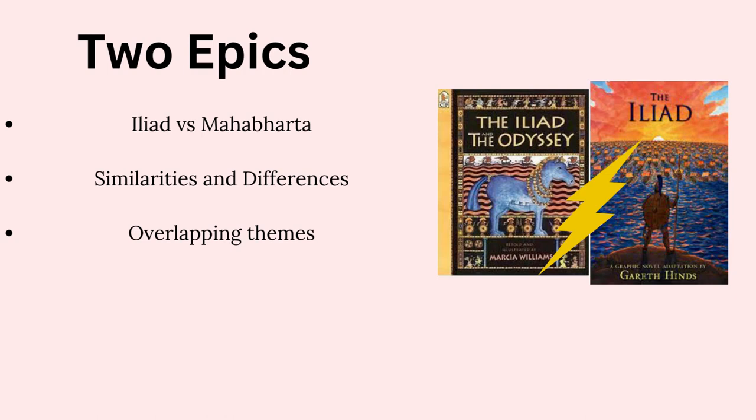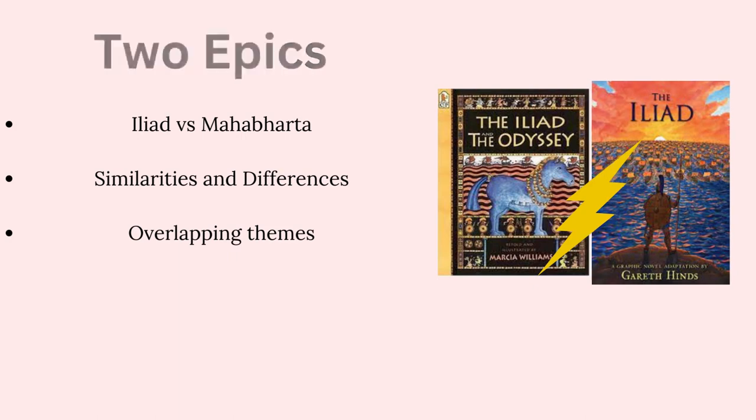There are many similarities and differences between the two. Obviously, there are many differences because one is Greek and one is Indian. But there are many similarities and overlapping themes that I found when I read the two. And actually, I chose 6 themes to talk about that I found in my research.